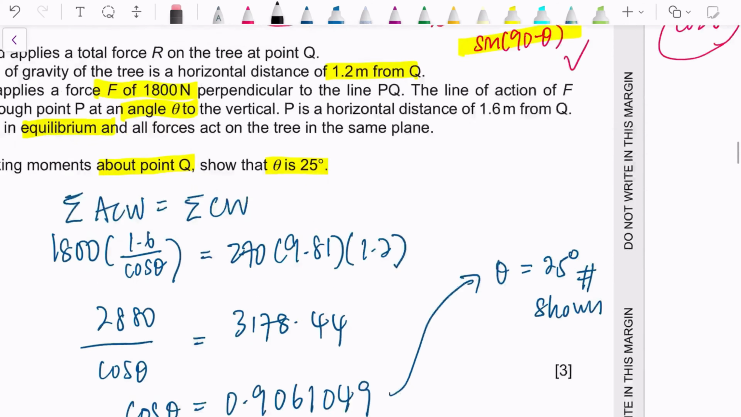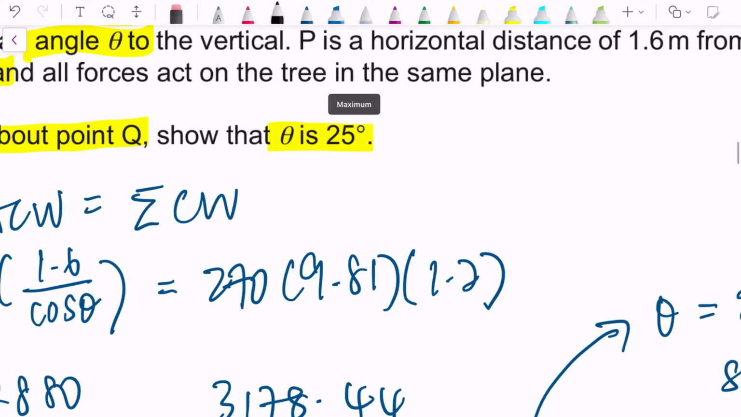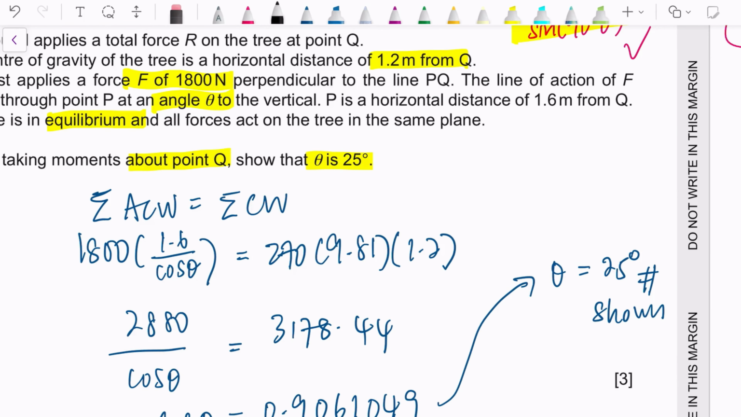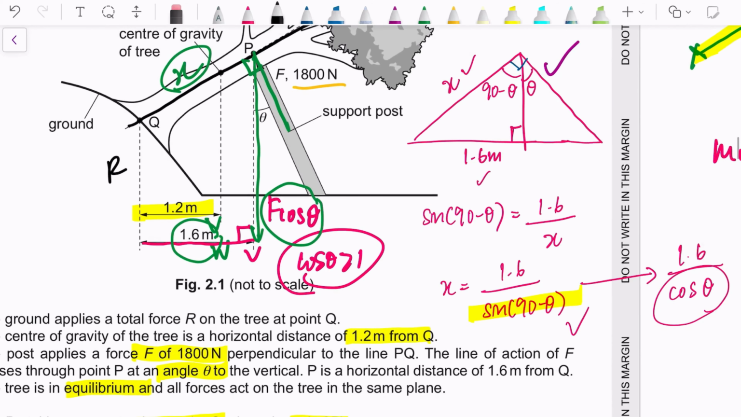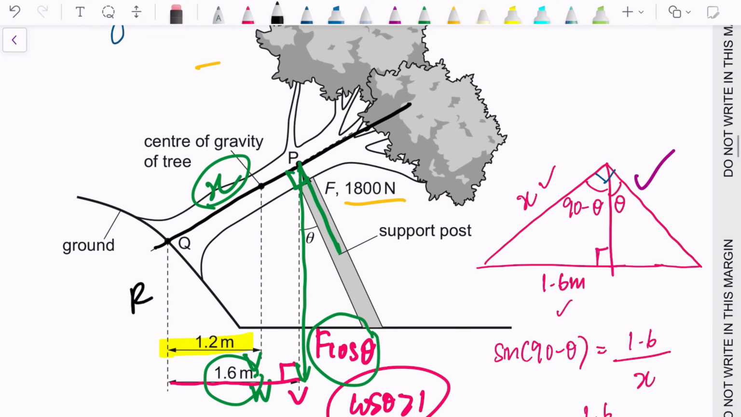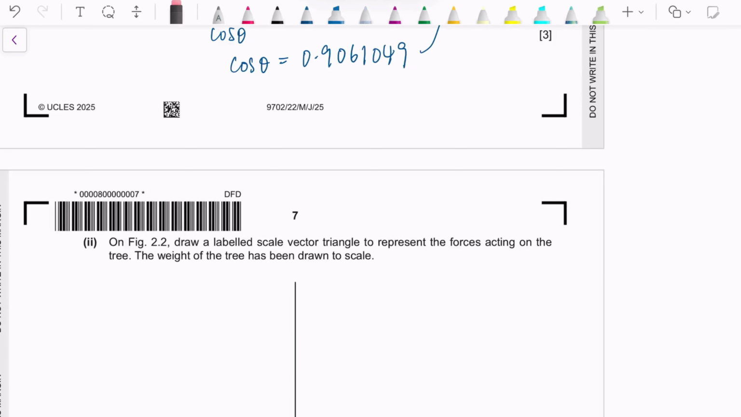In this case, you might realize, because they ask you to show theta is 25 degrees. If they didn't ask you to show, they ask you to find, you might be a bit stuck because you will not get the answer. So one more time, your axis is the line where all your forces are acting on. Okay, now let's move on to Roman 2.